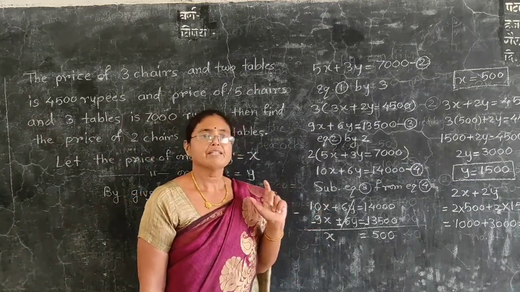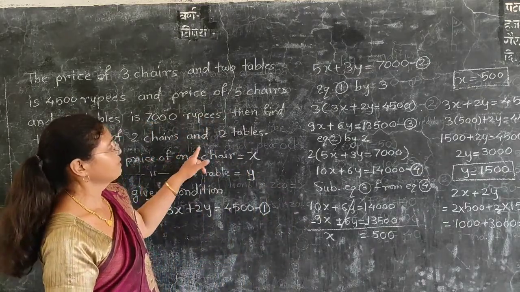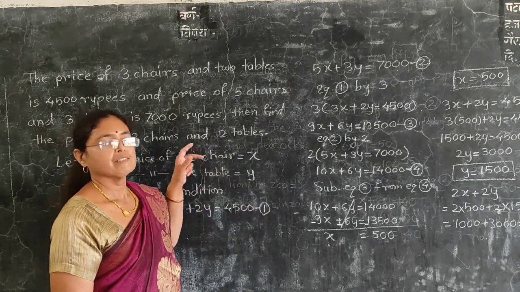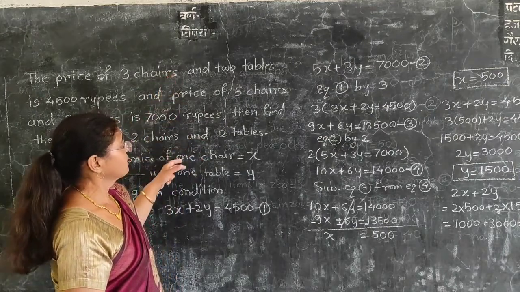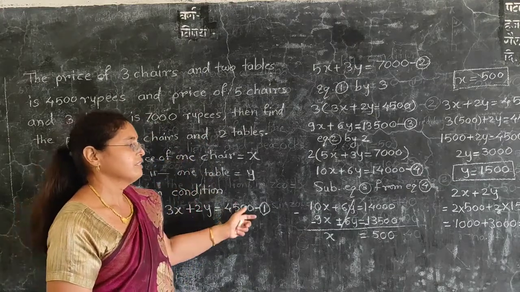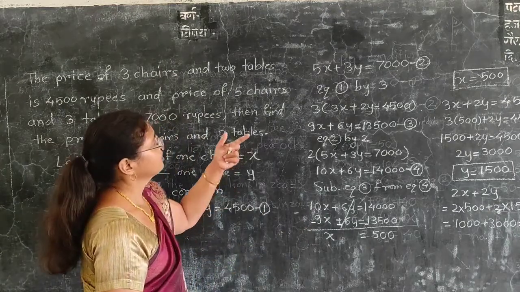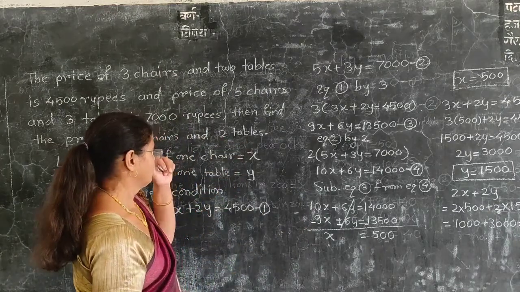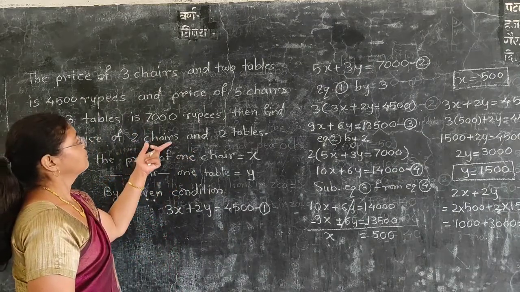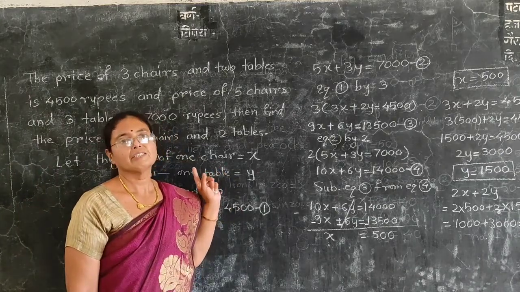So first we have to find out which are the variables, which things are going to change. We have to take them as variables. Then according to the conditions, we have to find two simultaneous equations and then solve them. Again, in this example, we are not directly asked the value of a chair or table. We have to find the value of 2 chairs and 2 tables. So read carefully and you can solve it nicely.